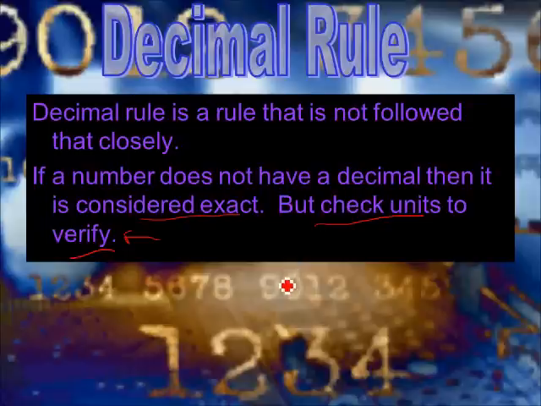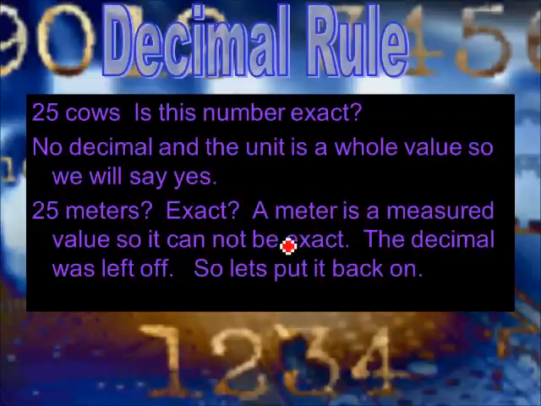And there might be some gray area as to whether it's measured or whether it's exact. For example, 25 cows. Now there's no decimal here, but is 25 cows an exact value? I think so. I mean, this number could get bigger and bigger, and eventually you ask a farmer how many cows he has, he might say about 250. Does that mean exactly 250, or does it mean an estimation of 250? It could be exact or it might not.